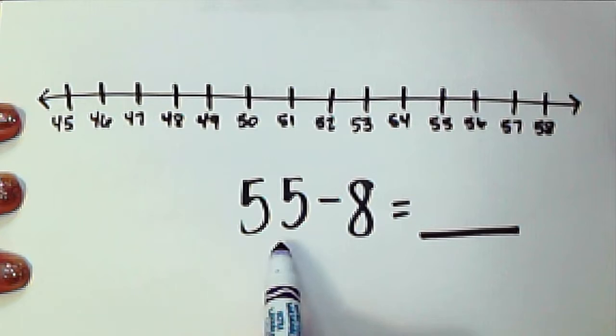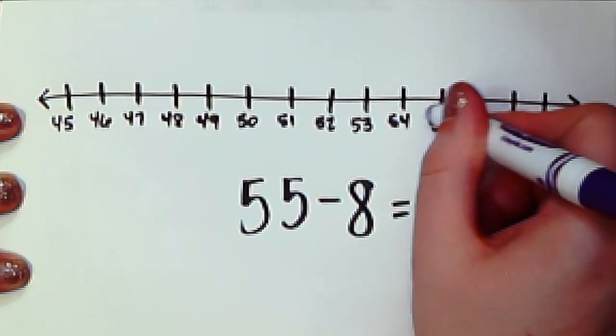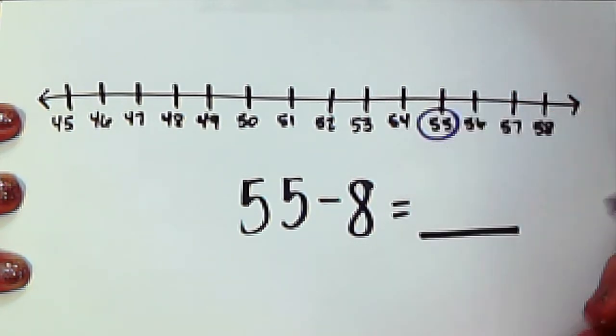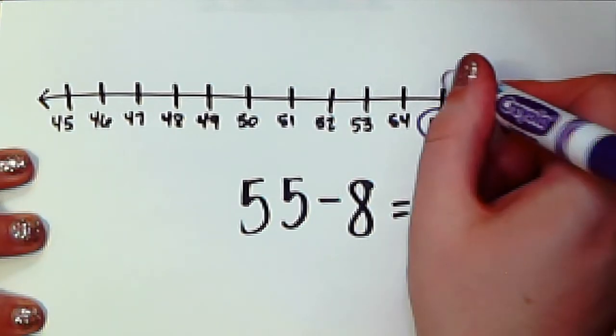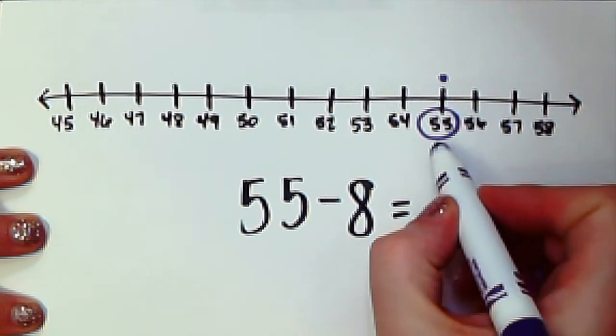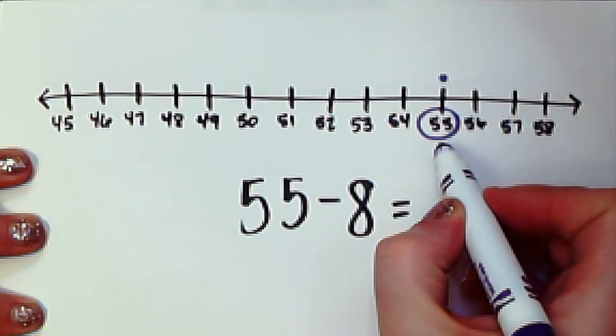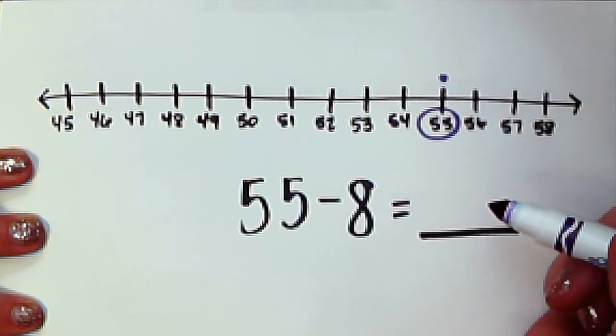It's 55. And what we need to do with 55 is find it on the number line and circle it. So here's 55, I'm circling it. That is our starting point. Other things you could do is mark a dot on the number line like this, and it's really just whatever you want to do. I'm going to circle so it's easier for you guys to see it. If it's easier for you to mark a dot, make a dot, that's fine too.